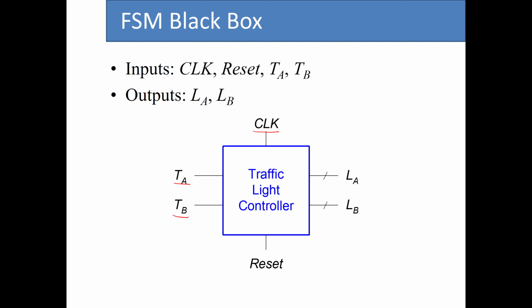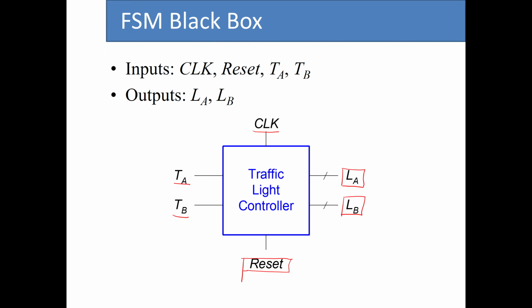So these were the inputs. Also, we have this reset input, which basically gives us the capability to reset our system at any given time that we want, right? And then we have two outputs. We have LA and we have LB. Basically, LA is the traffic light in the Academic Avenue, and LB is the traffic light in the Bravado Boulevard.